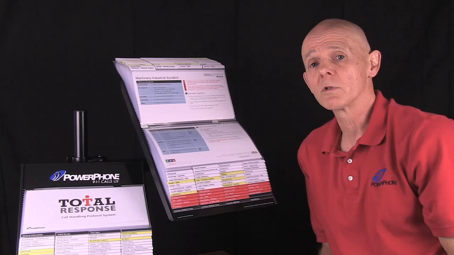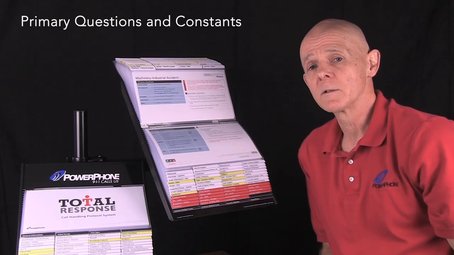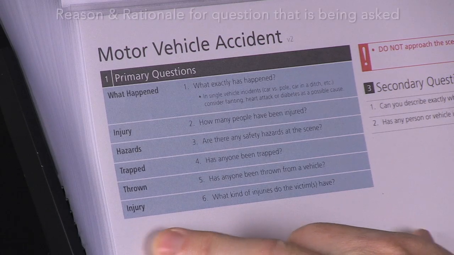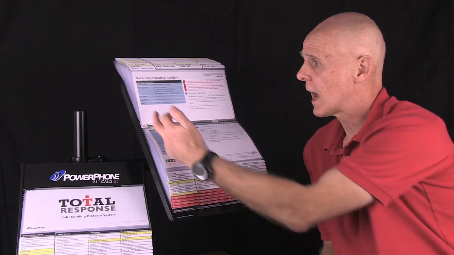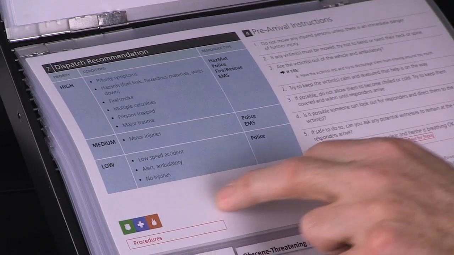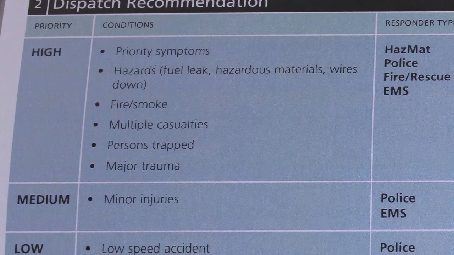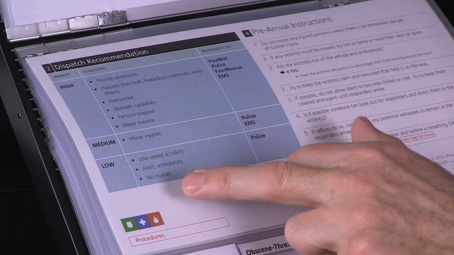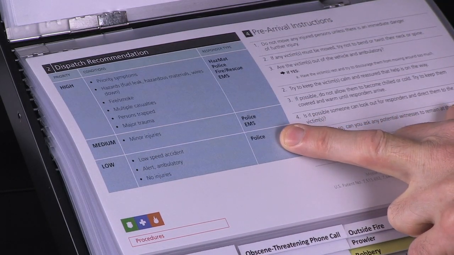One of the features of Total Response is we display our questions alongside what are known as constants. The constant is one or two words that are intended to reflect the reason and rationale for the question that's being asked. Having asked the questions, they move to the dispatch recommendation. The presence of critical conditions are highlighted as part of our dispatch recommendation. If these conditions exist, they are prioritized, and alongside of that is the recommended responder skills that should be sent.